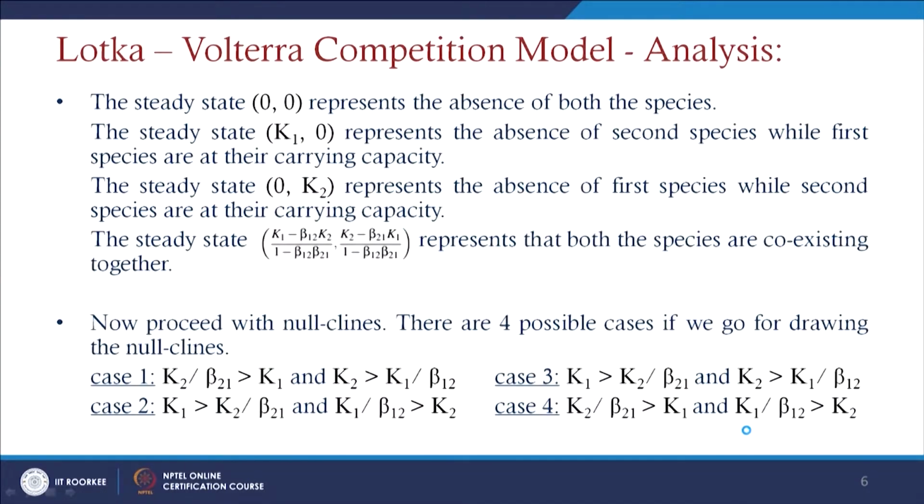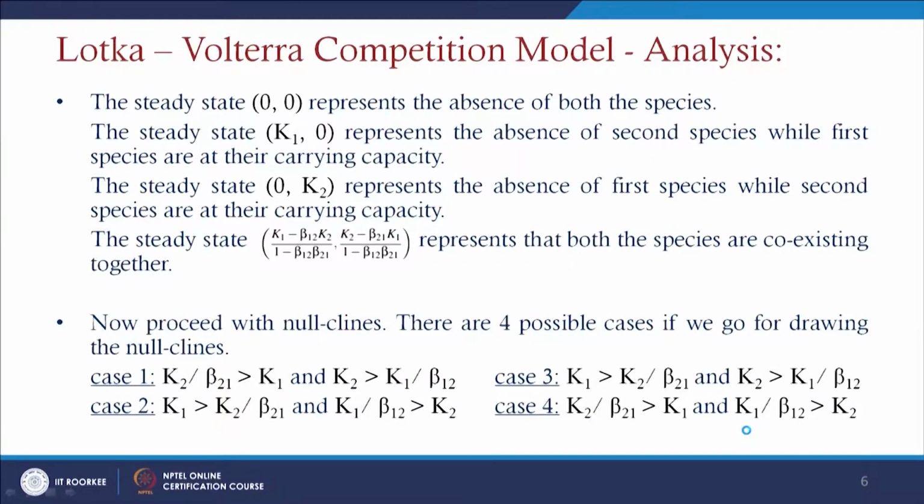So, this steady state 0 0 represents that no species is present at that level, or the absence of both the species. If both the species are absent, the population cannot grow at that level. Second one is k1 0, which represents that the first species is present and the second species is absent. 0 k2 represents that the first species is absent, and the second species is present with maximum carrying capacity.